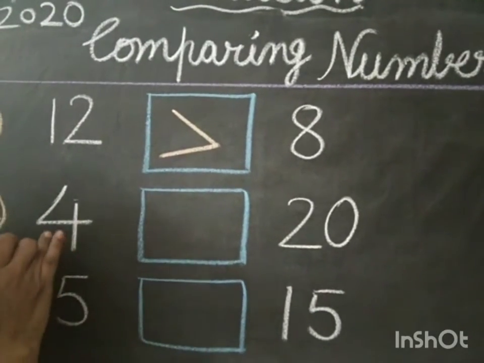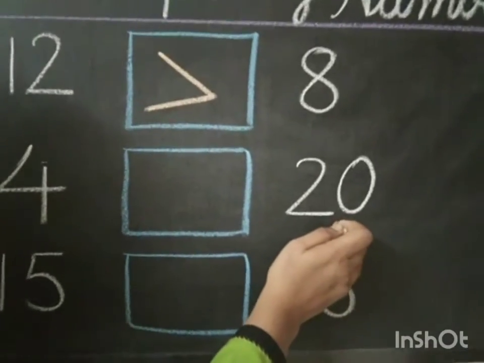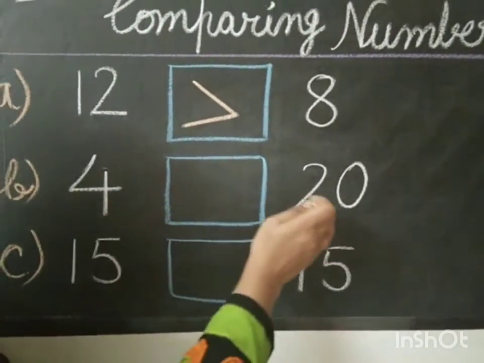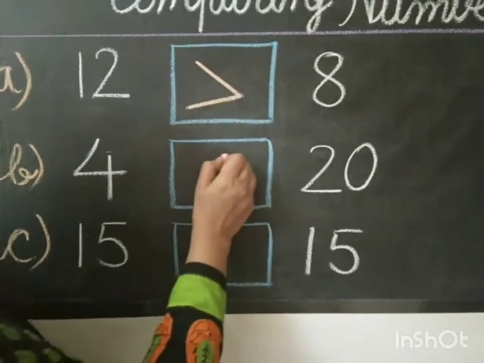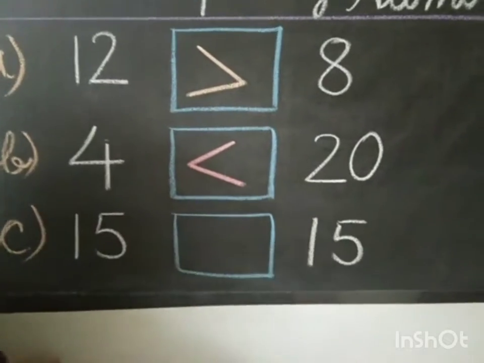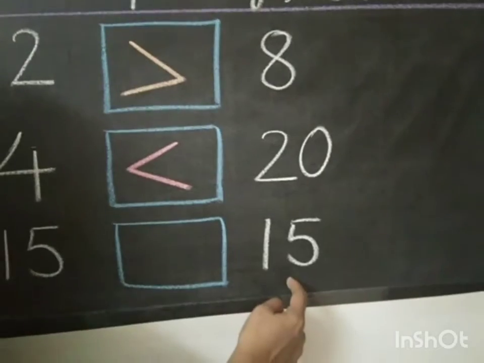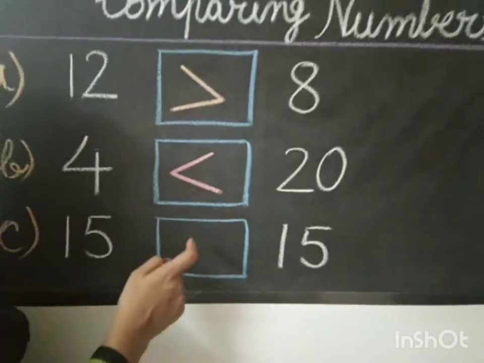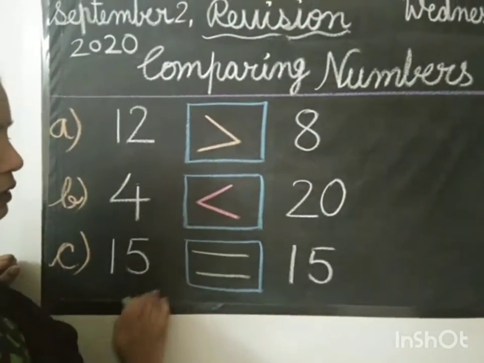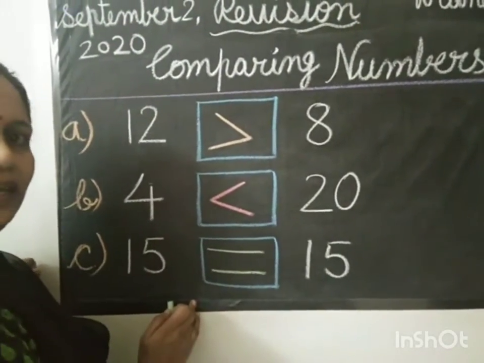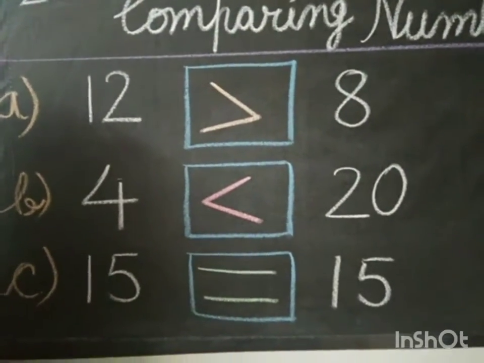Now here 4 is written, then an empty box, and then 20 is written. So 4 is less than 20. So what is the sign of less than? This is the sign of less than. Okay. Now here 15 is written. Here 15 is also written. So we will put the sign of equal to, because both the numbers are equal to each other. Okay. Equal to means same, ek jaisa. Theek hai, barabar hai. Fine.